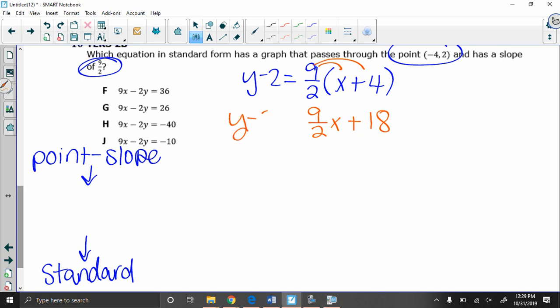And then we bring down the y minus 2 equals. The last thing I know how to do is to get y by itself. So I'm going to add 2 to both sides. Cancels out on the left side, and we're left with y equals 9 halves x plus 20. So if we look at this equation right here, it is in slope-intercept form.